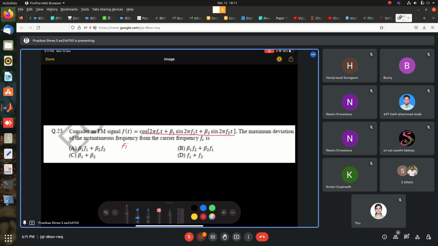This is a form where you have two or more message signals which are sent. Usually, you would have studied single carrier modulation. So this is a multi-carrier modulation. So you have modulation indexes of beta 1 and beta 2, and we need to find out the expression for the instantaneous frequency. So we need to compute what is the instantaneous frequency formula. So what is it?